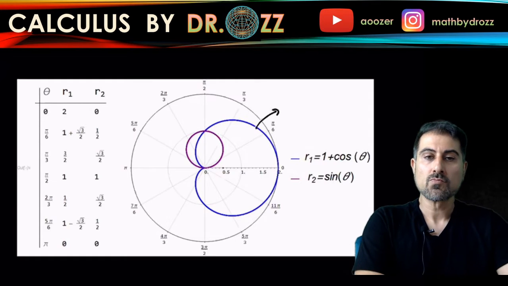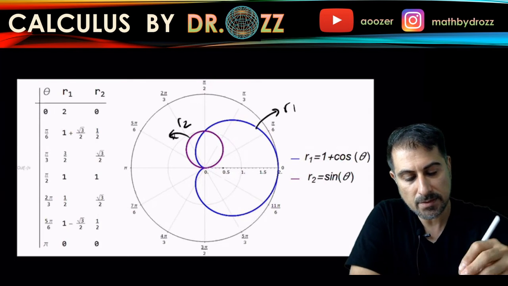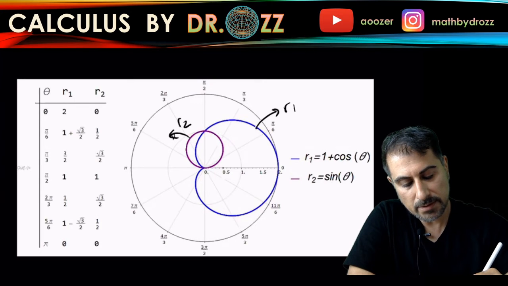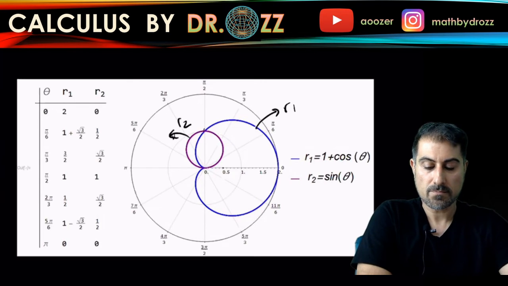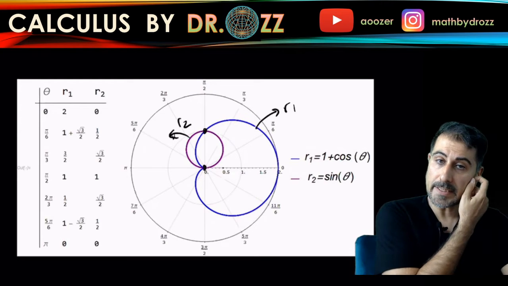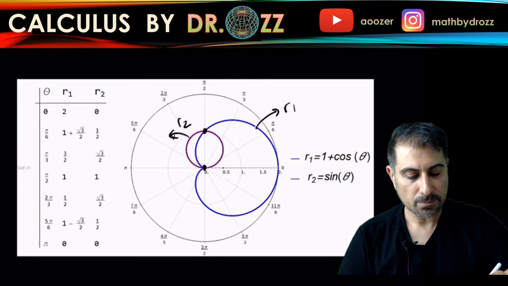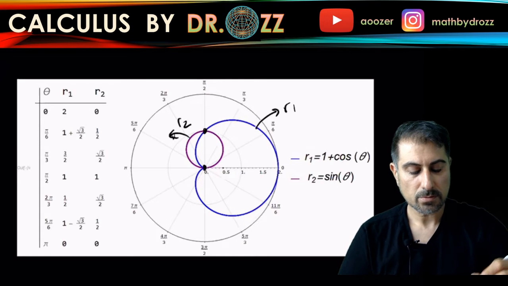Okay, and I can see that these two curves, first of all, intersect at two different instances. One is this, and the other one is this. Okay, and the common interior that's mentioned in the problem statement is this yellow region here.